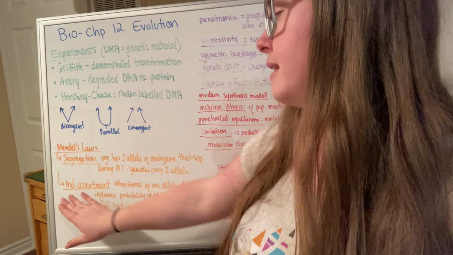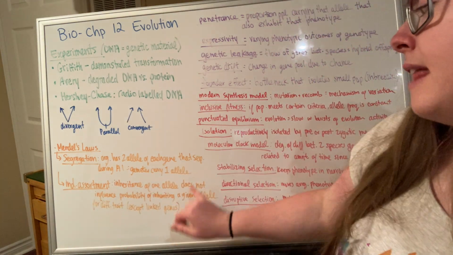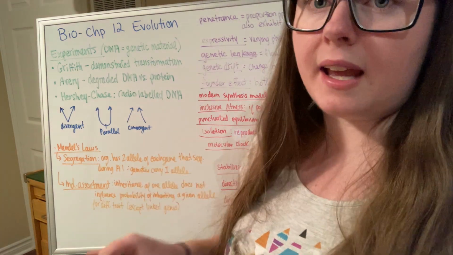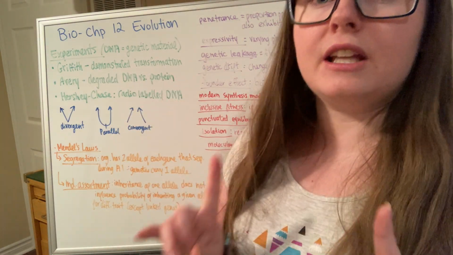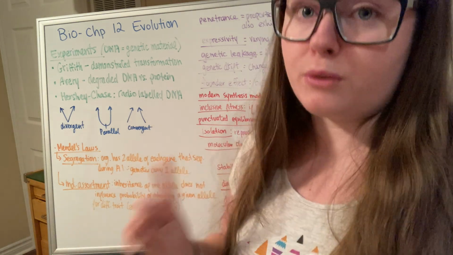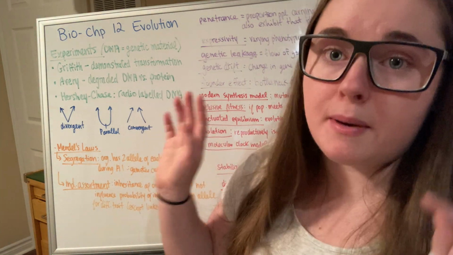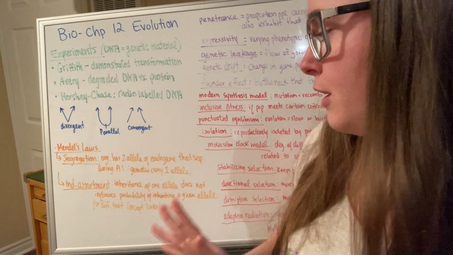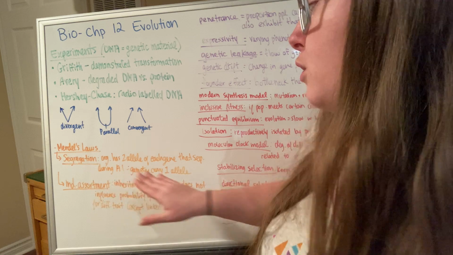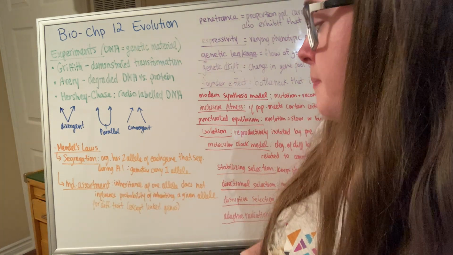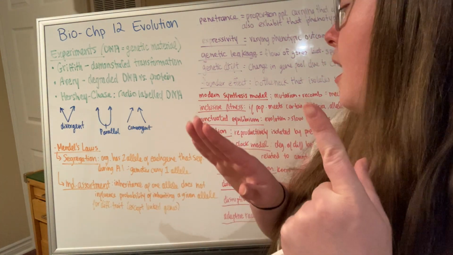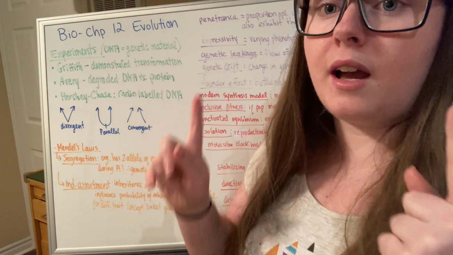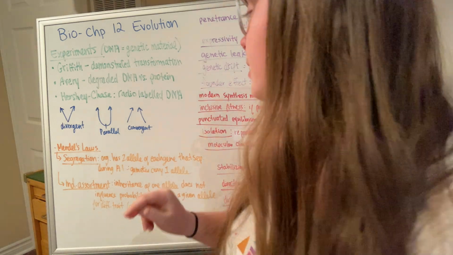And then he also had a law of independent assortment, stating that the inheritance of one allele does not influence the probability of inheriting a given allele for a different trait, except for linked genes. As we know, and as we'll talk about in another chapter, certain genes can be inherited together. However, his law of independent assortment was just saying that for one allele that is not a linked gene, inheriting that allele has no influence on the probability of inheriting another allele for a different trait.